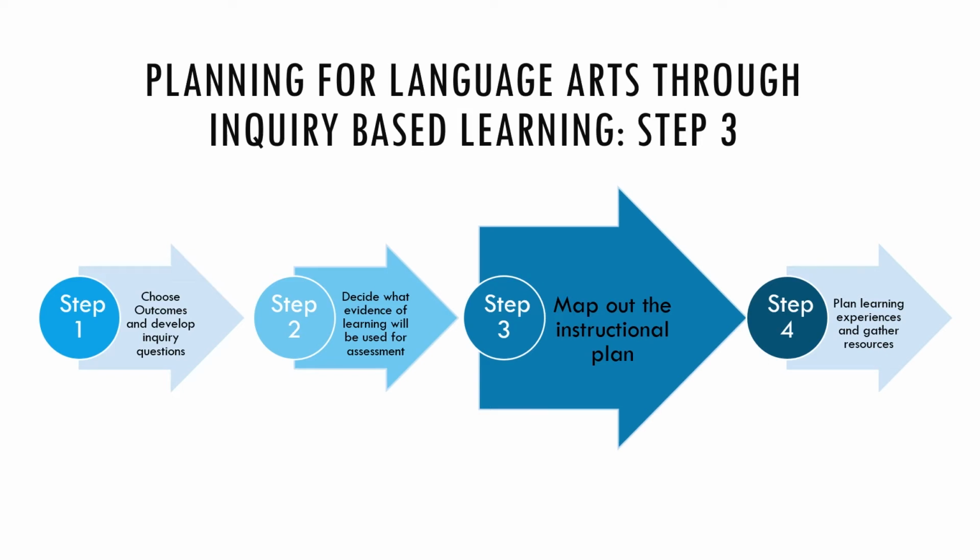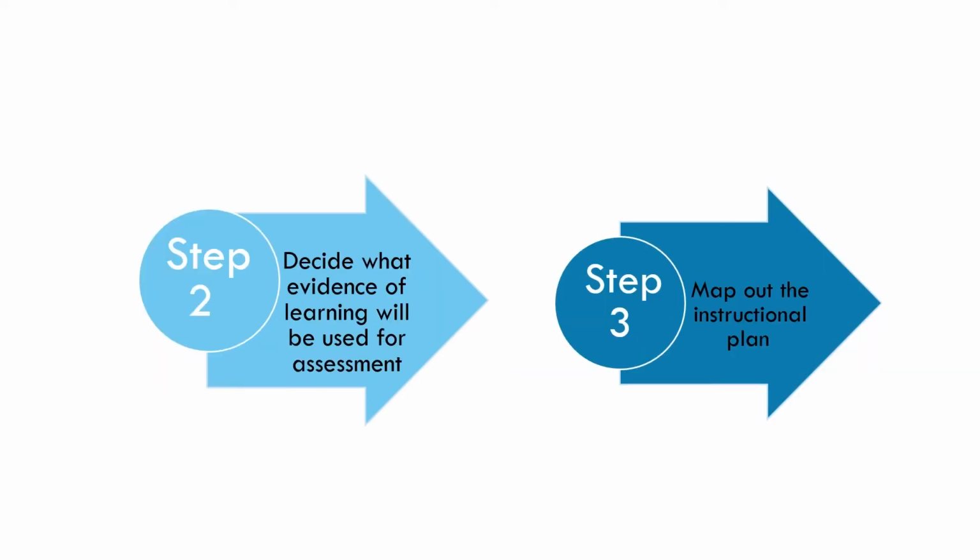This four-part video series will walk you through one way to plan for inquiry in language arts using a backwards design model. This is step 3 in a 4-step process that outlines how to plan for assessment and instruction based on the outcome modeled in the Planning for Language Arts through Inquiry-Based Learning document. In the previous video, we planned for assessment by determining success criteria and deciding what evidence of learning will be used for assessment. And now it's time to move on to step 3.